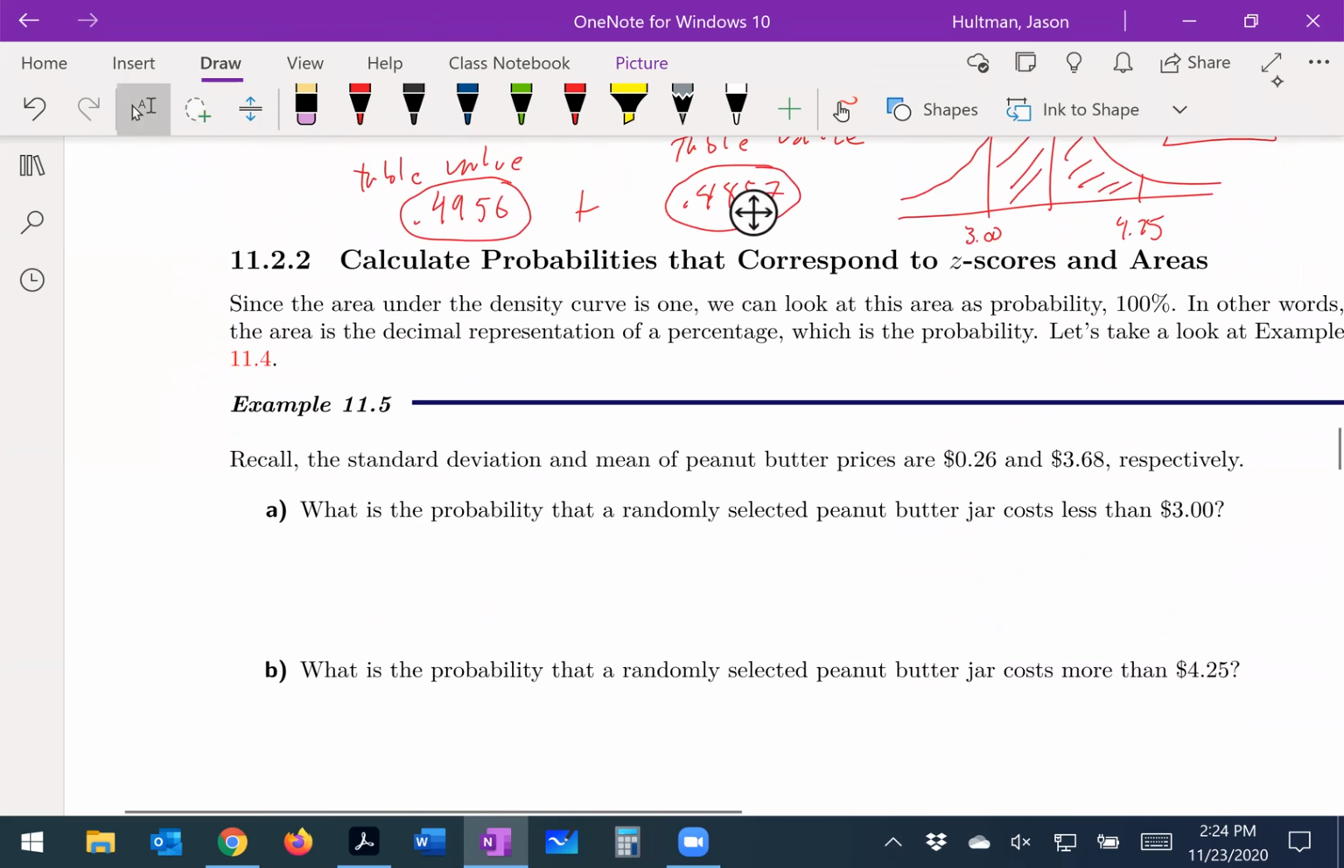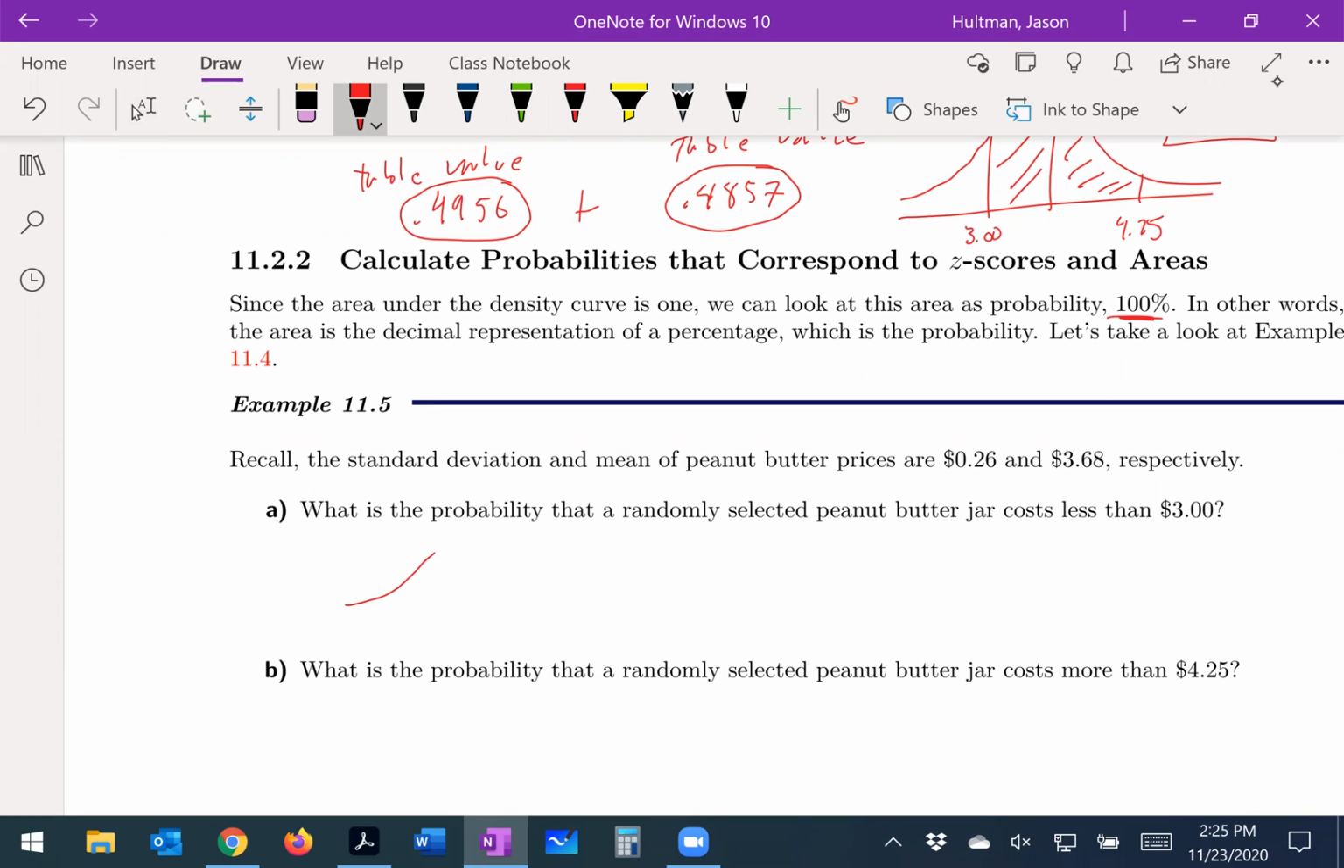Okay, let's calculate some probabilities that correspond to z-score areas. Remember that we can look at the area as a probability, or 100%. We can start thinking of these areas in terms of probabilities. So we can change them to percentages if we want to.